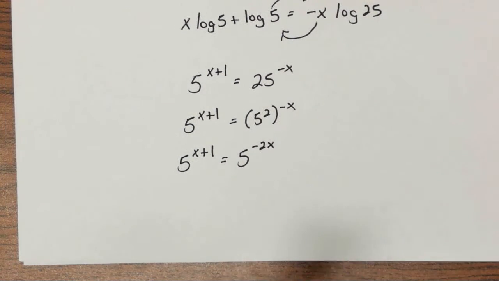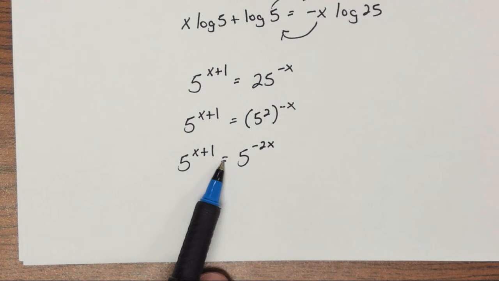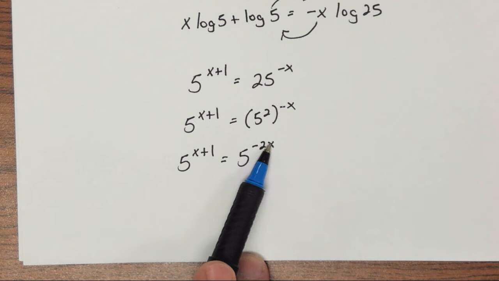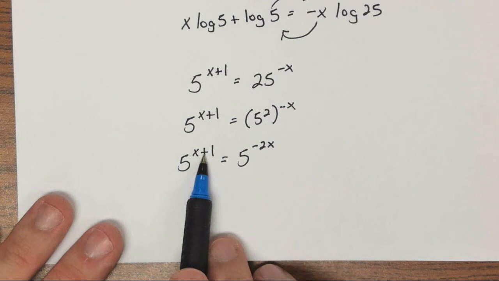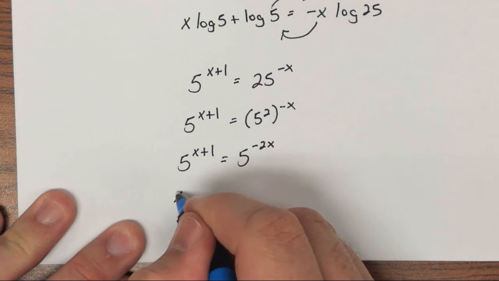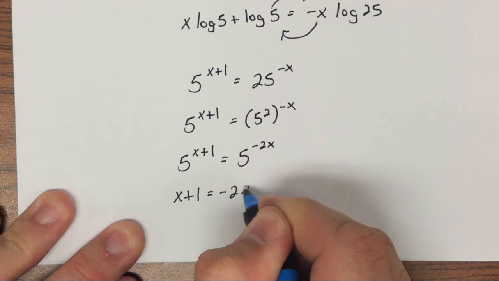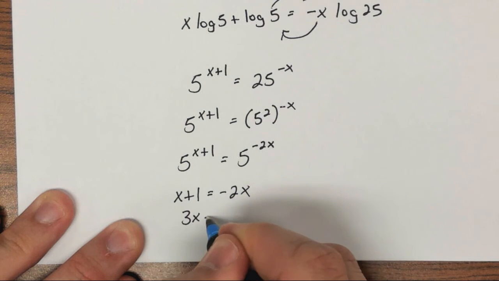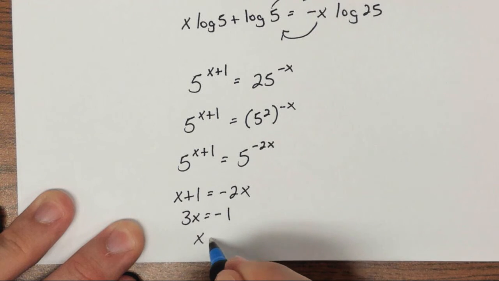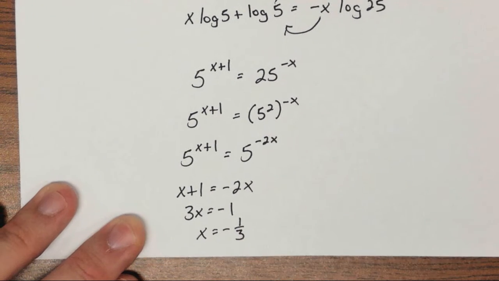There is only one way for 5 to a power to equal 5 to a power. That's like saying that 5 to the x power equals 5 to the third power. The only way for them to be equal is if the powers are equal. x plus 1 is negative 2x. We move the x's to the same side. We move everything else to the other side. Divide by 3. And we get x is negative 1/3.